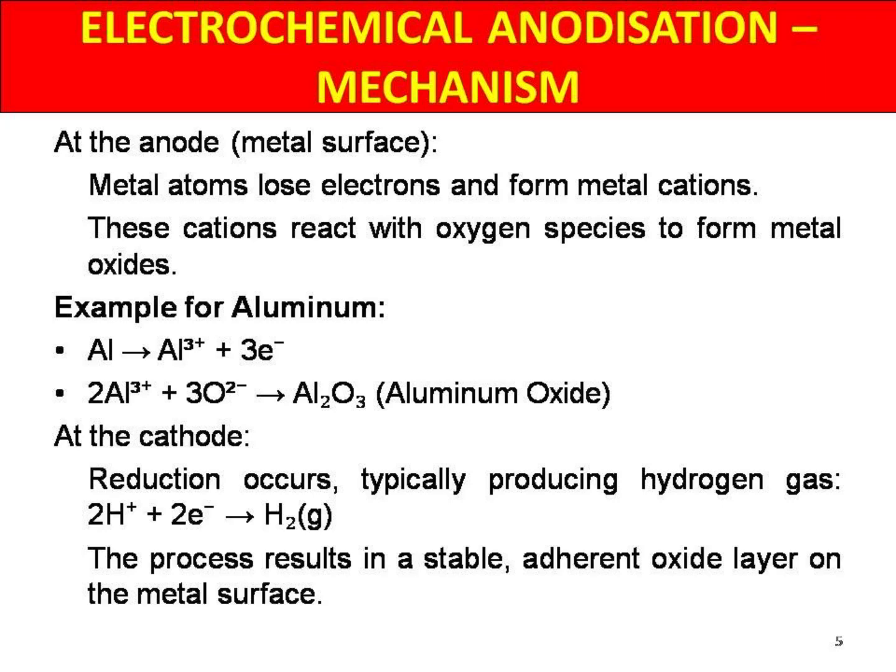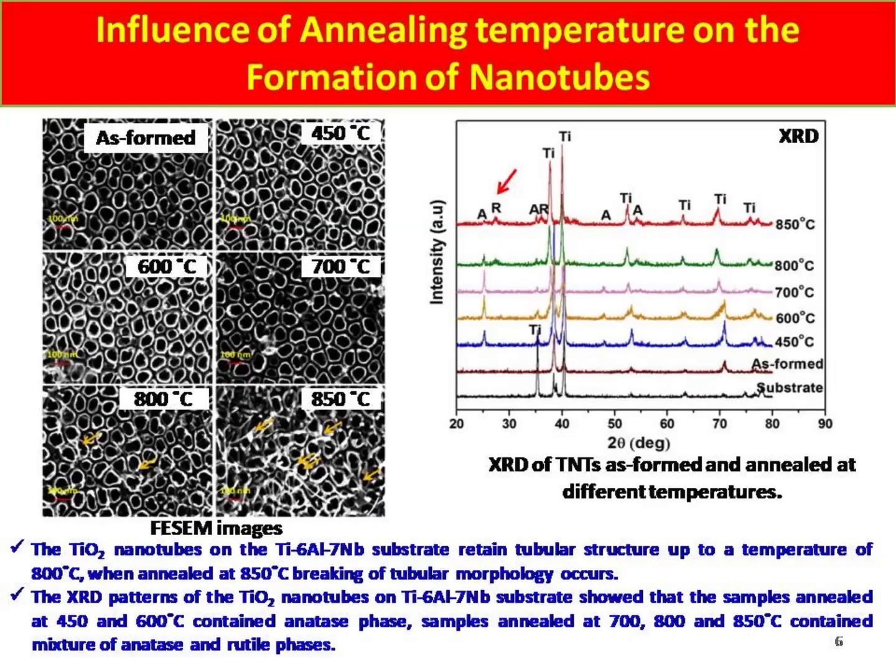Whereas at the cathode, reduction occurs, typically producing hydrogen gas. This H+ and 2 electrons give hydrogen gas. The process results in a stable, adherent oxide layer on the metal surface.